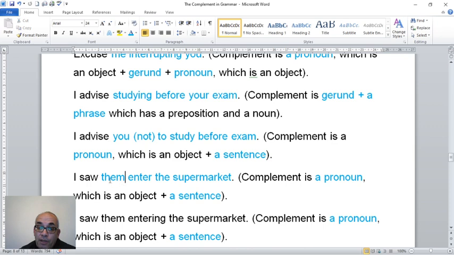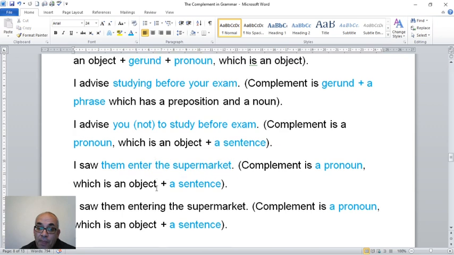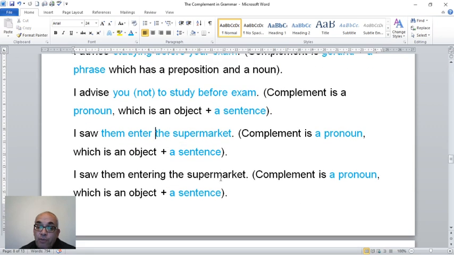I saw them. Them is the pronoun. Enter is what? Is a verb. And then the supermarket, the noun. So verb and noun, this is a sentence. I saw them entering the supermarket. So again, sorry, I forgot that one here. This is the complement in blue. So them is a pronoun, which is the object. Entering the supermarket is the sentence.